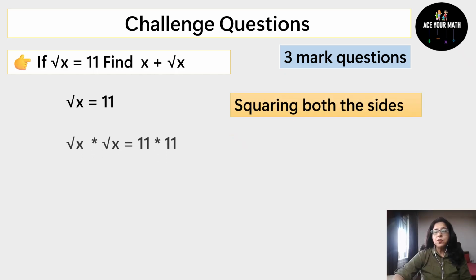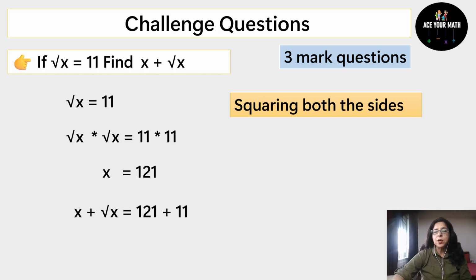Squaring will give you root x times root x, and on the right hand side 11 times 11. Root x multiplied by root x will give you x only, and on the right hand side 11 times 11 is 121. Now put the value. x plus root x is nothing but 121 plus 11, so the answer will be 132. Okay, so it's very simple.